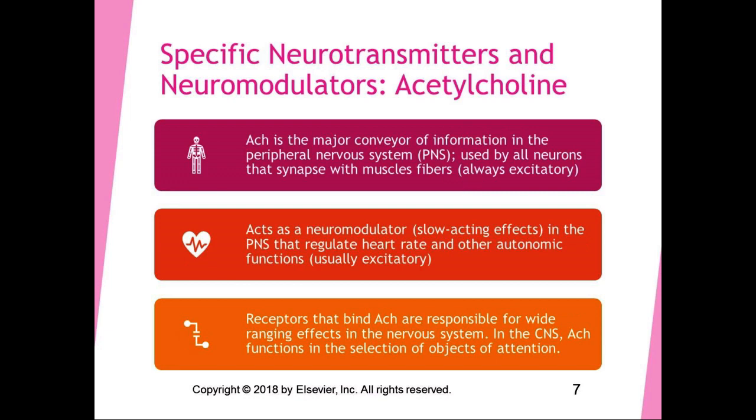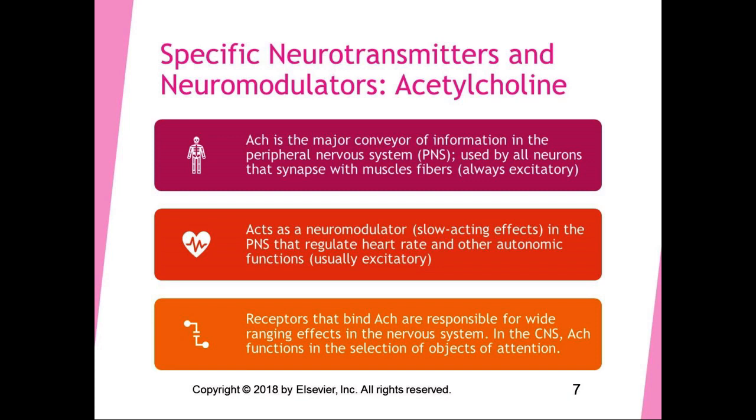Acetylcholine is the major conveyor of information in the peripheral nervous system. It's used by all neurons that synapse with muscle fibers. And when you have that neuromuscular junction, acetylcholine is always excitatory there, because those are the membrane channels that exist there, those excitatory membrane channels. Acetylcholine also acts as a neuromodulator in the sympathetic and parasympathetic nervous system, in the autonomic nervous system, regulating heart rate and other autonomic functions. It's usually an excitatory neuromodulator.